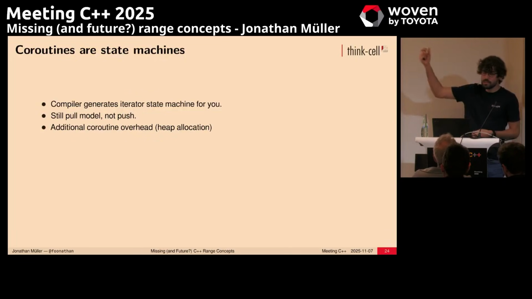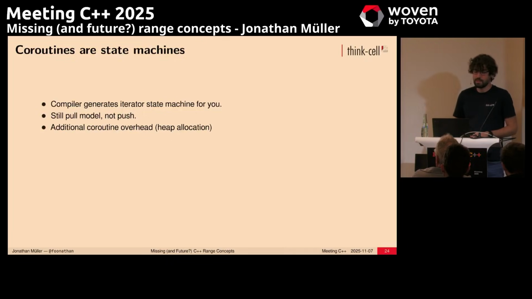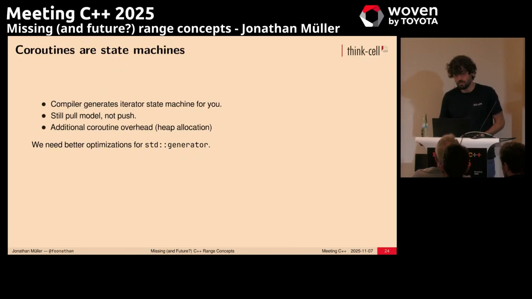But in addition, we also have additional overhead. They do heap allocation. Right? And so they're not really feasible to solve this problem. We really need better optimizations for std::generator.